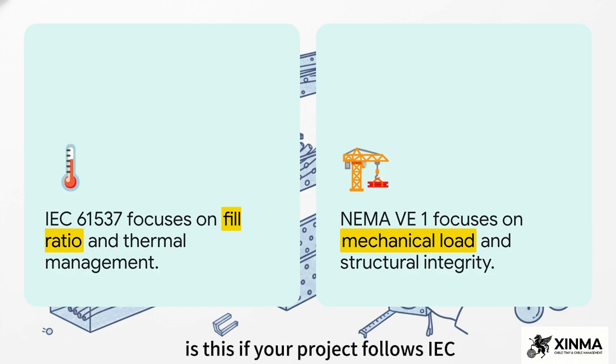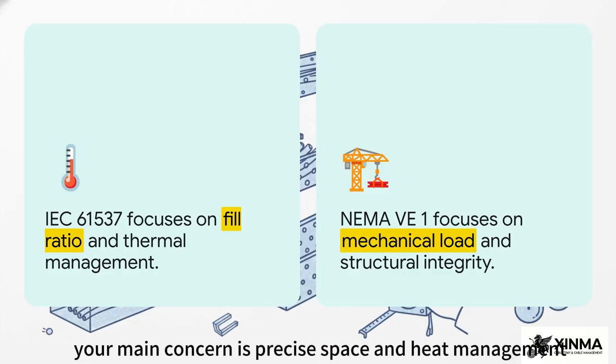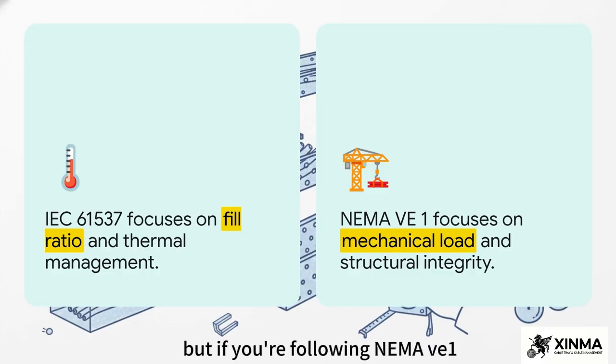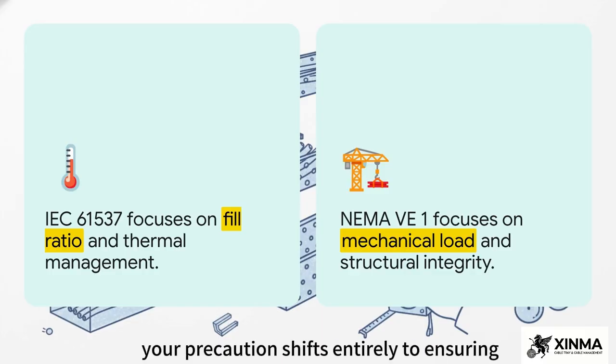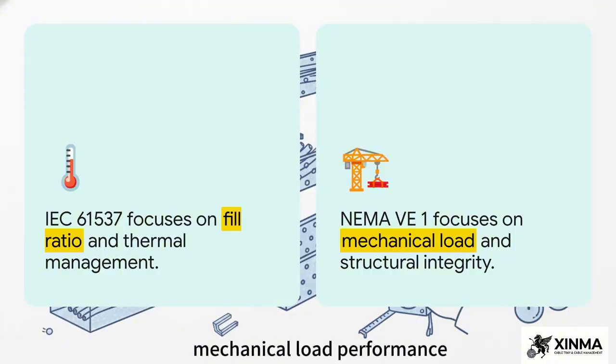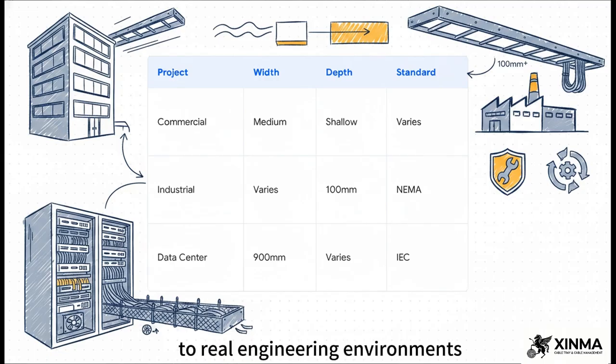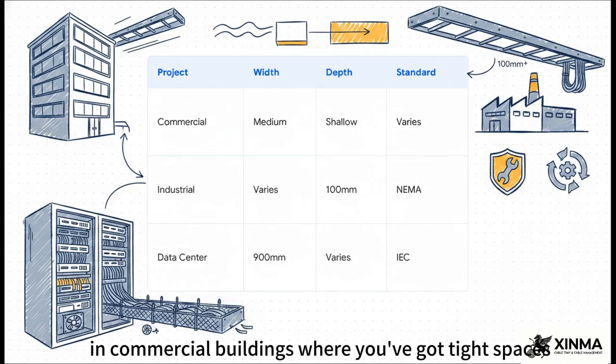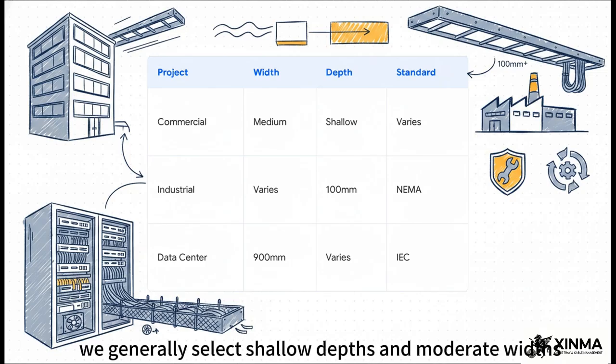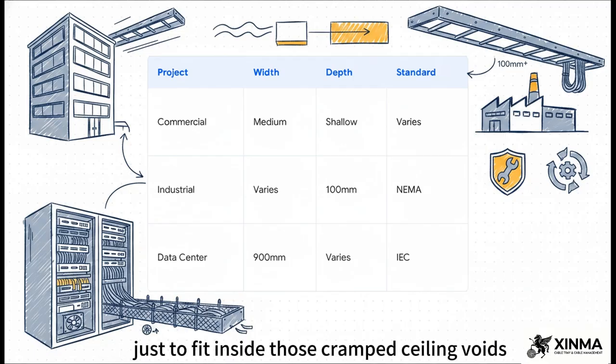If your project follows IEC, your main concern is precise space and heat management. But if you're following NEMA VE1, your precaution shifts entirely to ensuring mechanical load performance across those really extreme spans. Let's actually map this out to real engineering environments to make it concrete. In commercial buildings where you've got tight spaces, we generally select shallow depths and moderate widths just to fit inside those cramped ceiling voids.